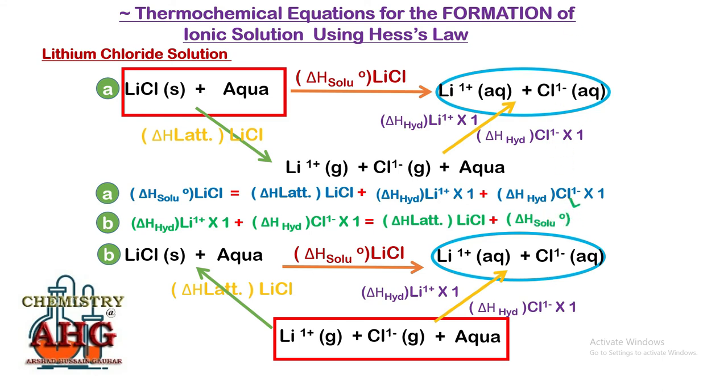You can write a thermochemical equation using any one of these two styles for the formation of an ionic solution. But what you must remember, the final formula for Hess's law would be different. But when you insert the numerical values to do some calculation, you will get the same answer. Mathematically, you will get the same answer. So there is nothing to worry about.